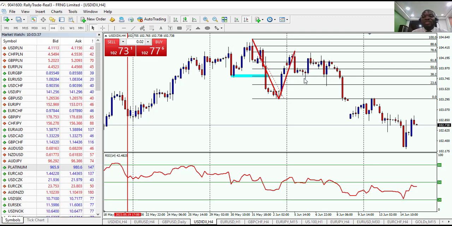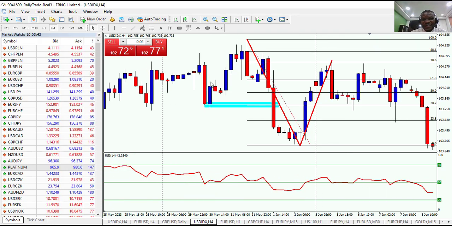Now the market gives another opportunity again. That's why I like this market. This market always gives you opportunity. Okay, let me zoom in a little bit. The market always gives you opportunity again. So the market came down, went up again, gave another opportunity again. If you sell here too, you still make profit.